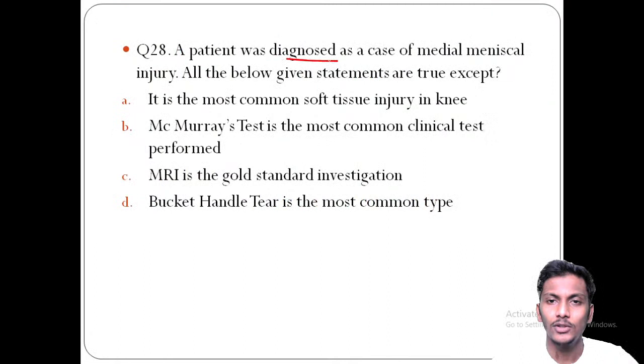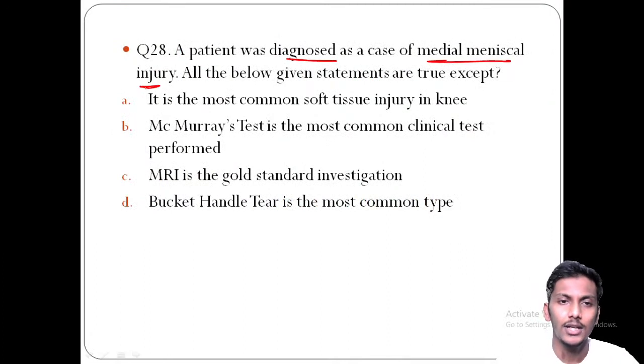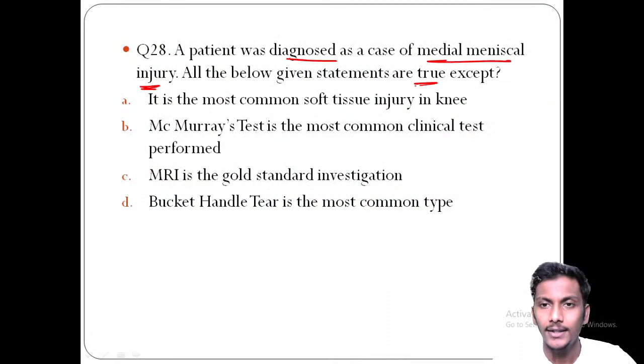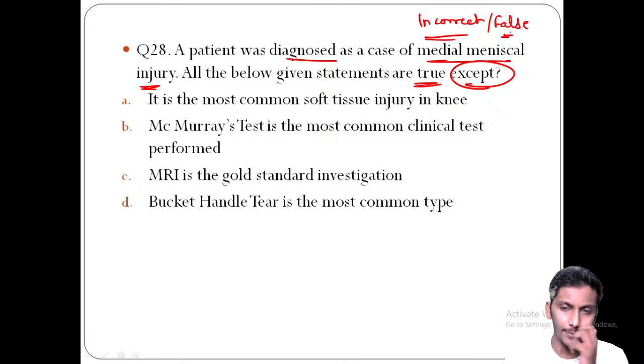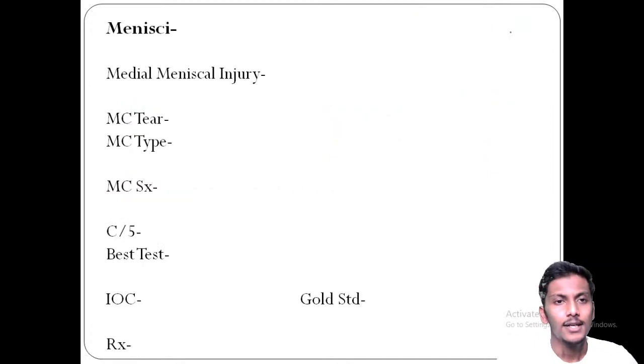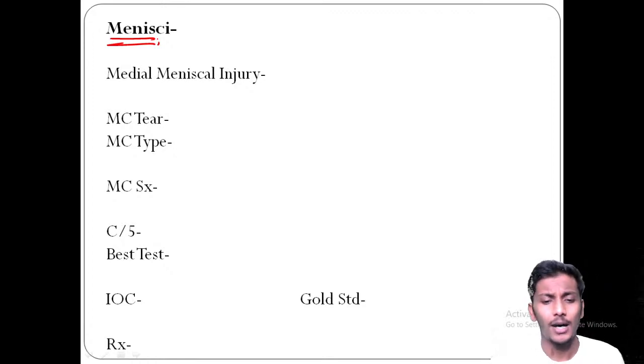A patient was diagnosed as a case of medial meniscal injury. All the below given statements are true except, so we need to find the incorrect statement or the false statement. So what do we have to find? We need to find the false statement. So just before moving on to this, let's discuss a few points about your menisci. Again, I have told you guys, soft tissues are important. Ligaments and menisci, questions have been asked repeatedly on these. So just don't forget about these, okay?